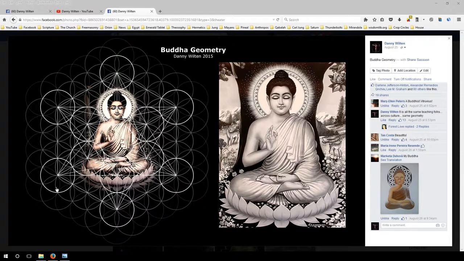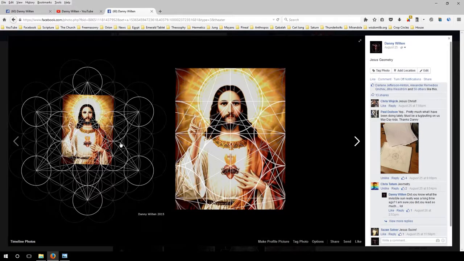Now, if I go through some of these images here, I just want to show you what you can do. If you get the geometry correct here, you can do this. Okay, so here's Jesus. You can see the halo around his head, and you can see in the middle it's pointing right towards the heart, right?